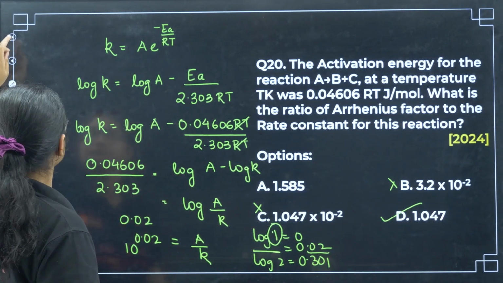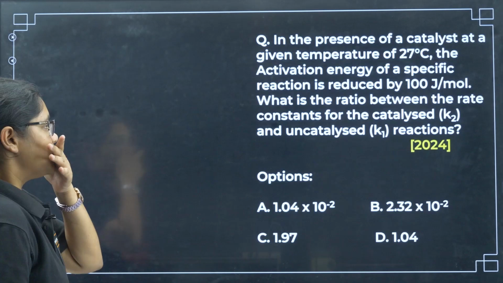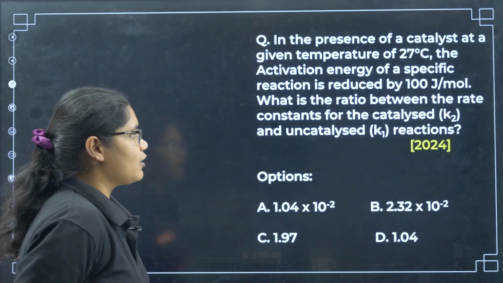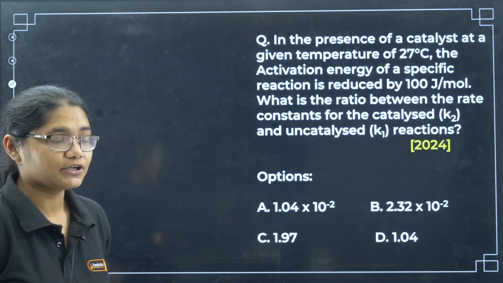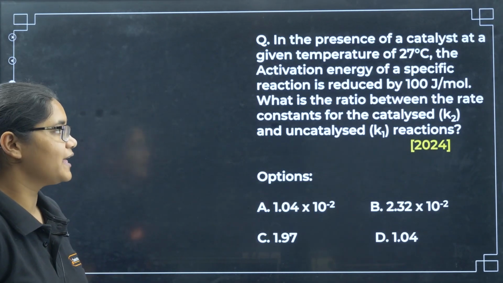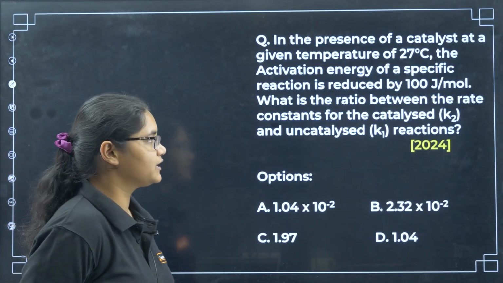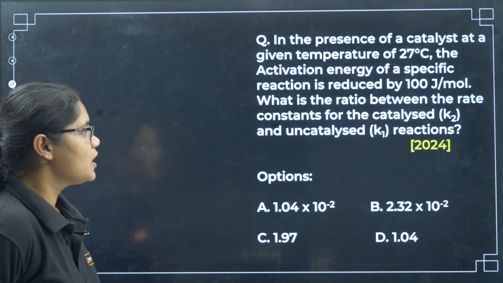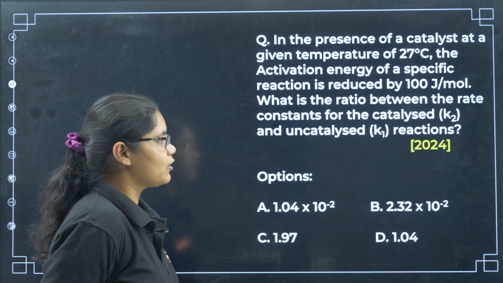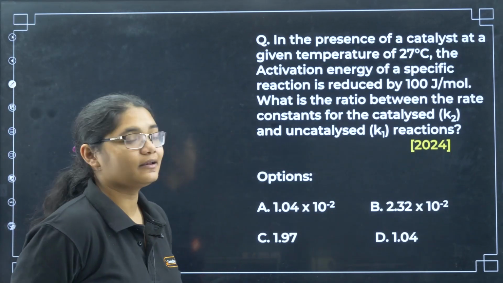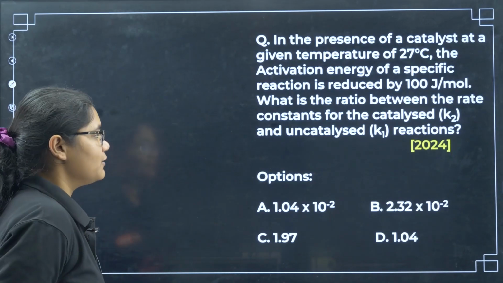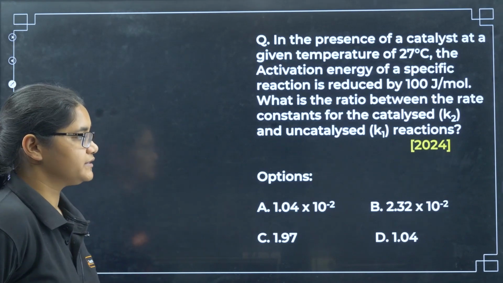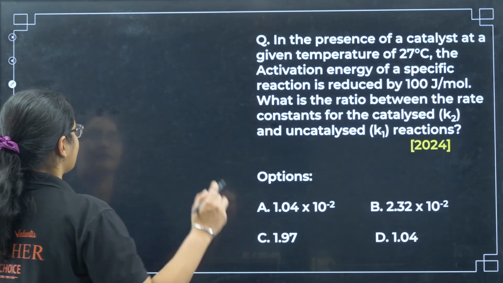Okay. Next question. In the presence of a catalyst at a given temperature of 27 degrees Celsius, the activation energy of a specific reaction is reduced by 100 joules per mole. What is the ratio between the rate constant for the catalyzed and uncatalyzed reaction? You have to find the ratio between the rate constants for the catalyzed and uncatalyzed reaction.